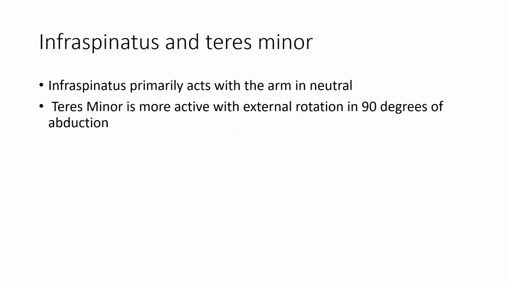Next, coming to infraspinatus and teres minor. Before going into the tests, I want to stress the fact that the infraspinatus primarily acts with the arm in neutral position, whereas the teres minor is more active with the arm in external rotation, 90 degrees of abduction. So the test will also depend upon that.